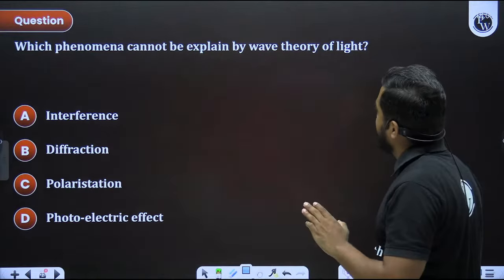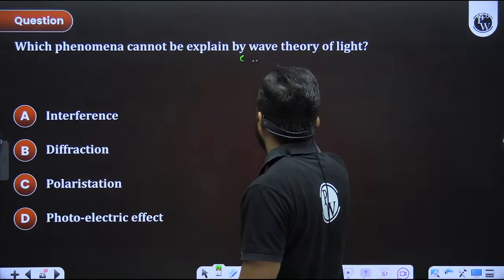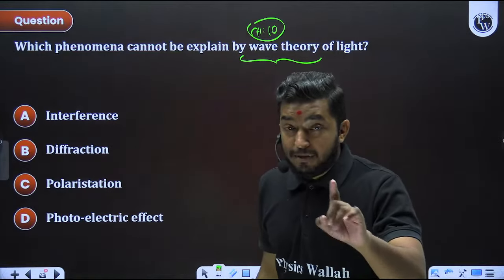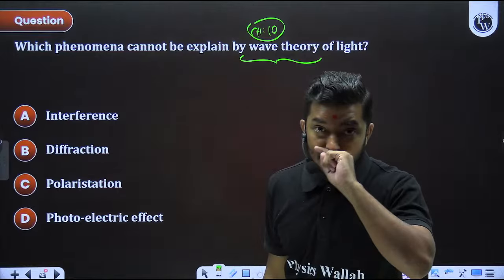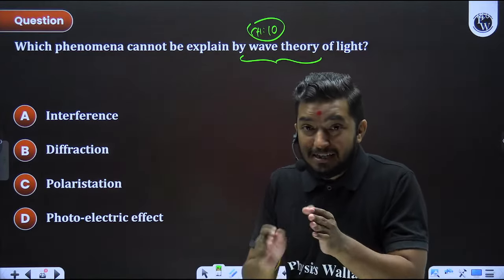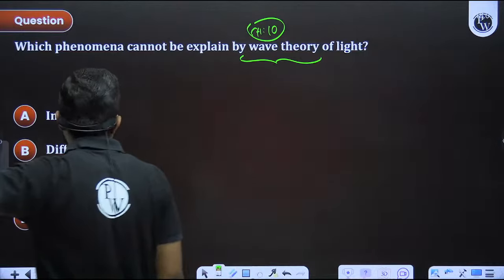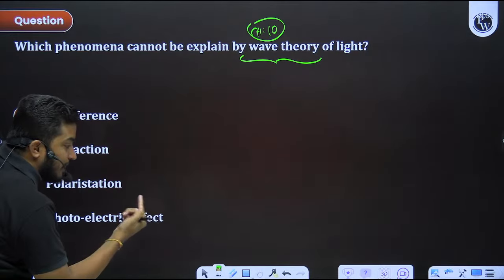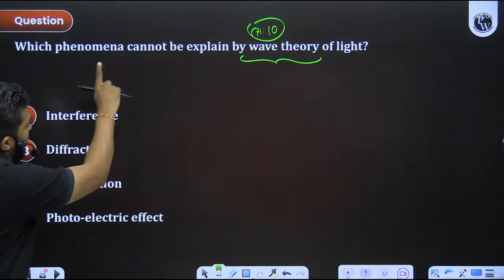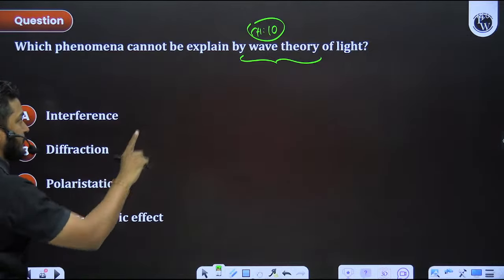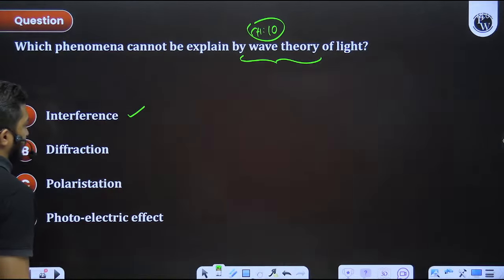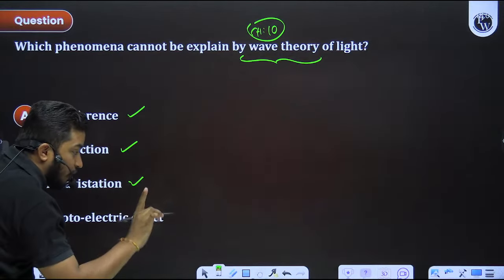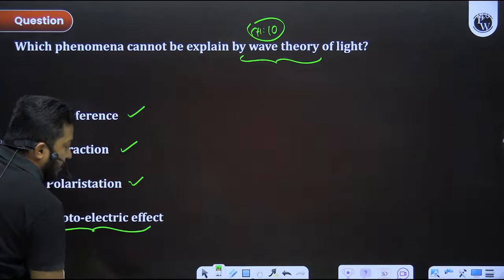Which phenomena cannot be explained by the wave theory? So what is wave theory? It is chapter number 10 of the syllabus. In chapter number 9 we study ray optics, where we consider light as a straight path, so we understand reflection, refraction, and total internal reflection. In chapter number 10, by the wave theory, we learn about interference, diffraction, and polarization, but we cannot explain the photoelectric effect with the wave theory.